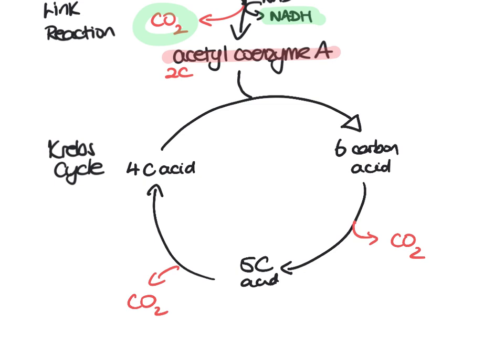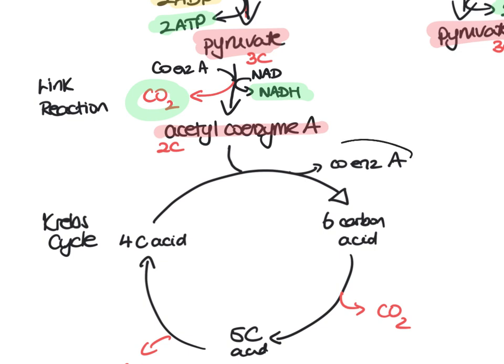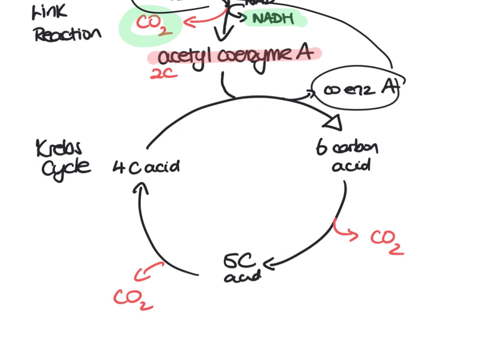Okay. Now, the coenzyme A comes out there and it's basically just recycled from there. It can be used over and over again. So we've got 6-carbon acid. In terms of what happens here, really, you need to know that there are 3 NADs becoming 3 NADH2s or 3 NADHs. It doesn't matter what you call it there.